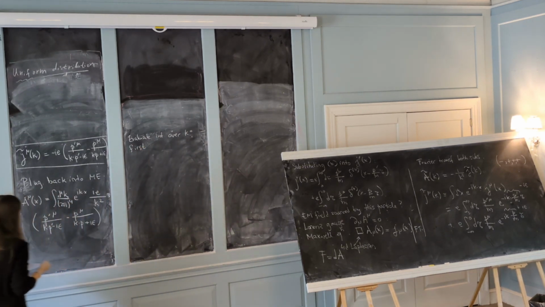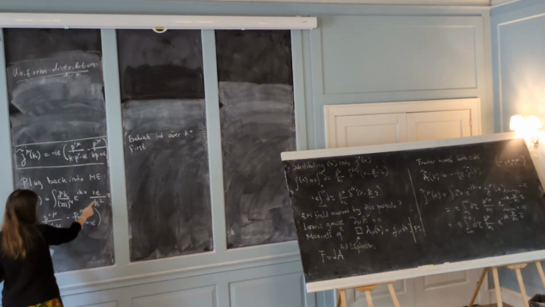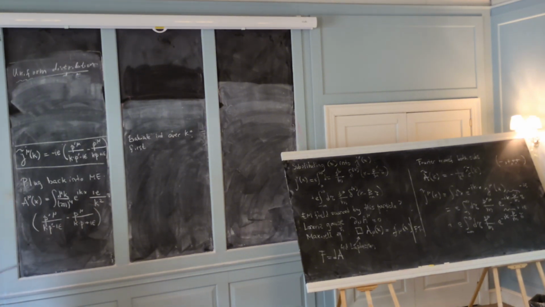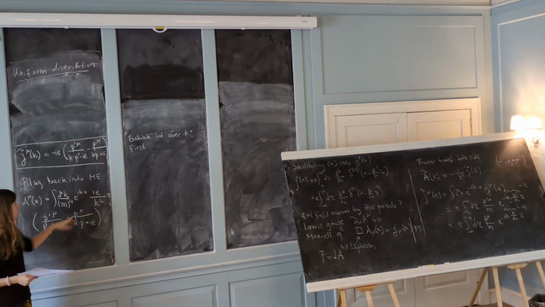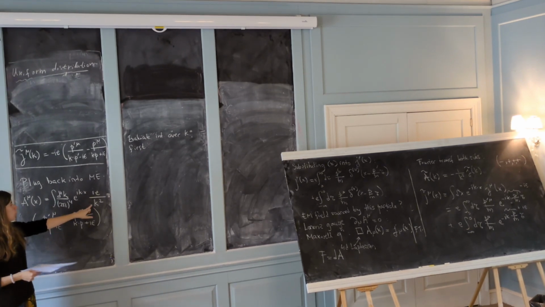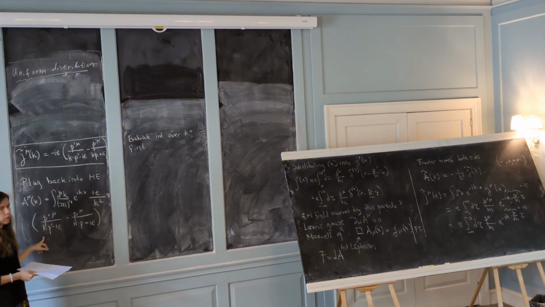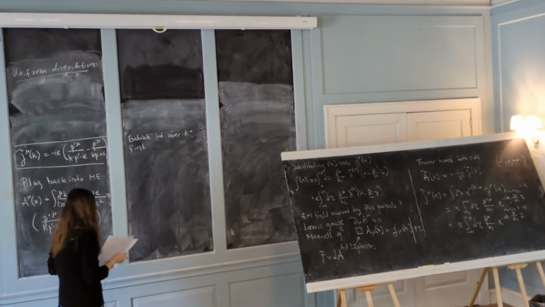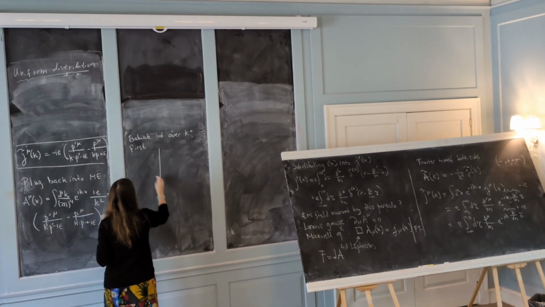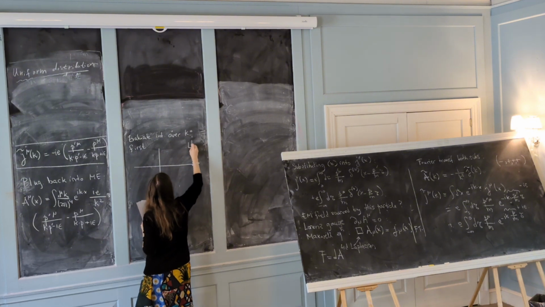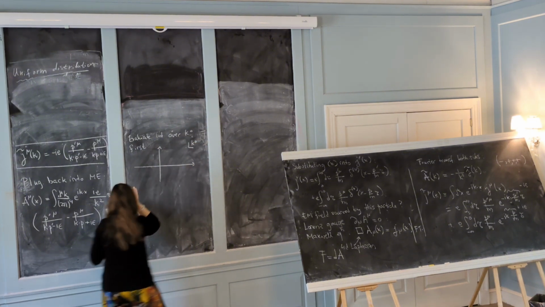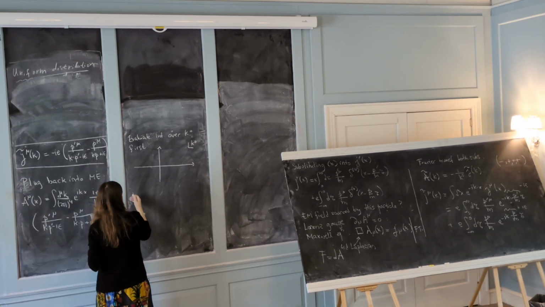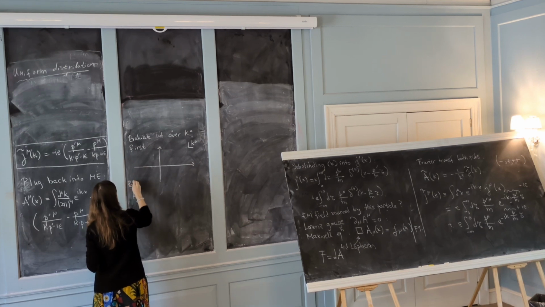To do that, we need to be careful of where the poles are. We can do that via contour integration, but we have to look at where the poles are here. There are two poles when k squared is equal to 0, and there is one pole when k dot p is equal to i epsilon, and another one when k dot p is equal to minus i epsilon. So we want to look at the complex k0 plane.